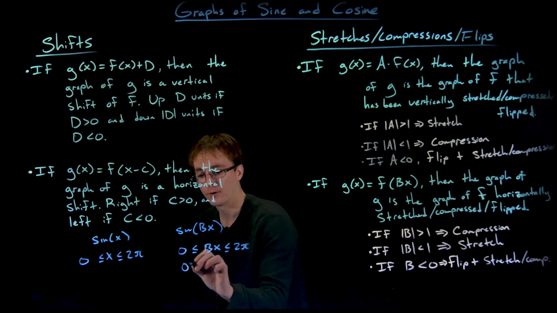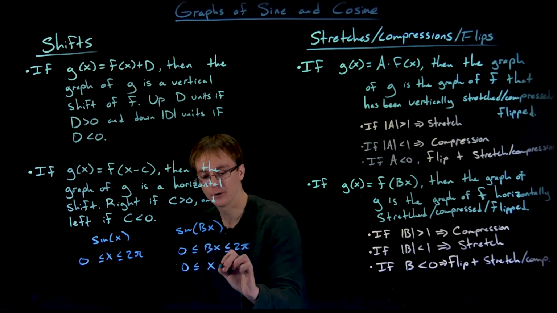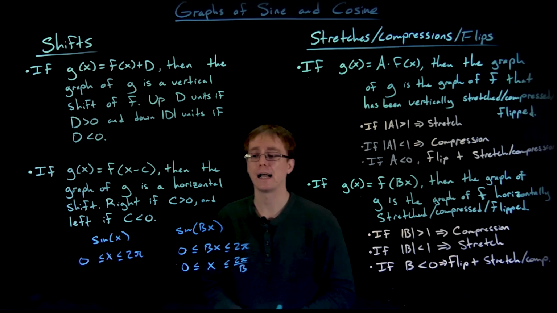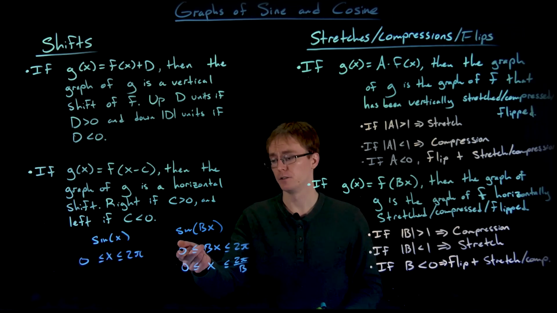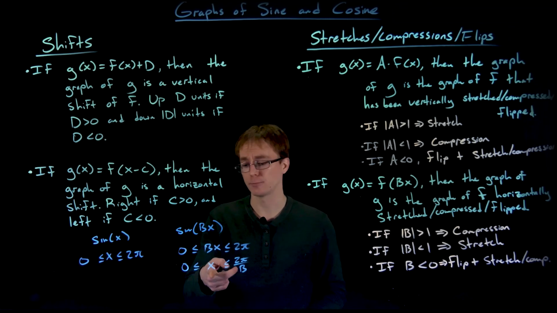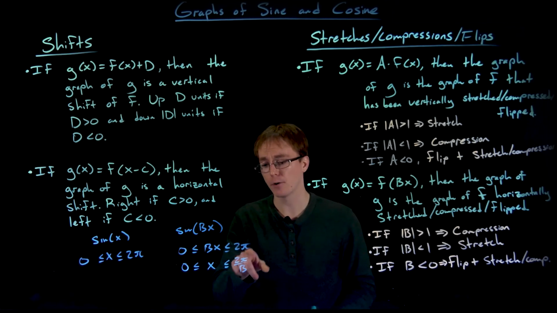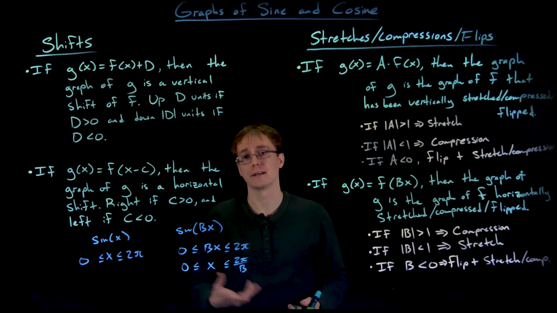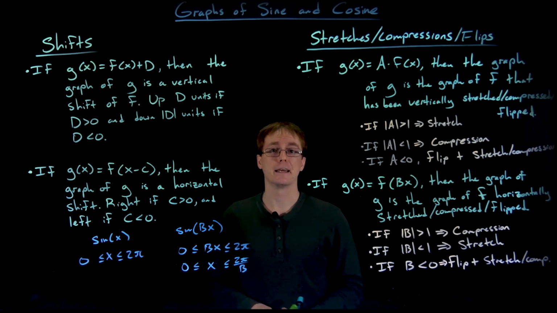To find that interval of values that x itself has to go through, we have to divide all three sides of this inequality by b. 0 divided by b is still 0. b times x divided by b simplifies to just x. We cancel that b out. And 2 pi divided by b simplifies to, well, 2 pi over b. We have to know more about b to rewrite that in any other way.